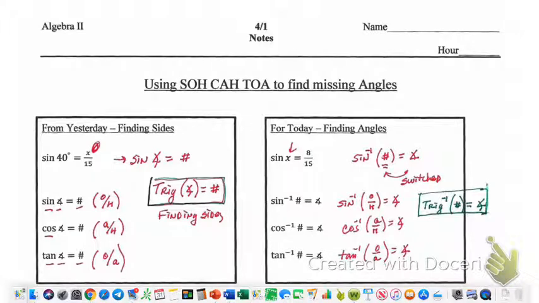Algebra 2. Today we're going to use our SOH CAH TOA in a different way. We're going to use it to find angles, where yesterday we found sides.